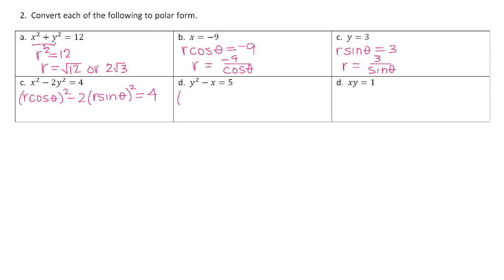Again, y is r sine theta, and then that's going to be all squared, minus r cosine theta, and then that's equal to 5. And then finally for the last part, again, we can make that substitution, and so we have r sine theta times r cosine theta, and that's going to be equal to 1. And it's perfectly okay to leave them in this form.